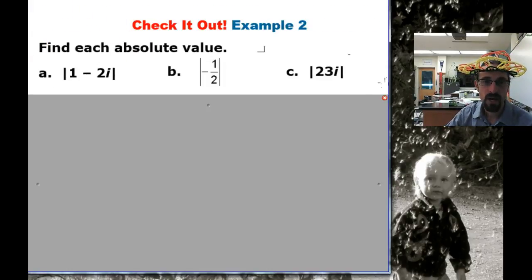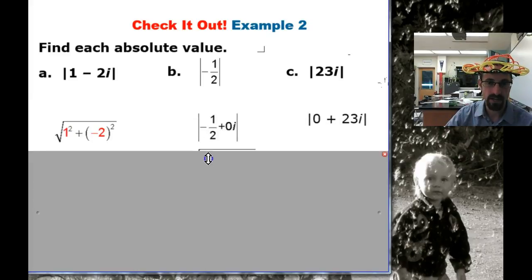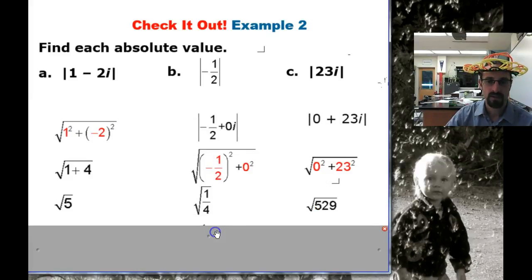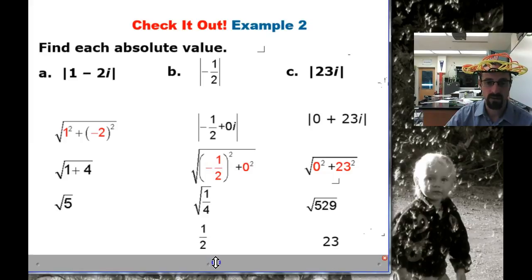So what I'd like you to do is try these problems. They're in your book. Pause the video, come back when you think you have solutions. All right, here you go. How did you do? Take a look there, right? And we leave everything in the most simplified term.